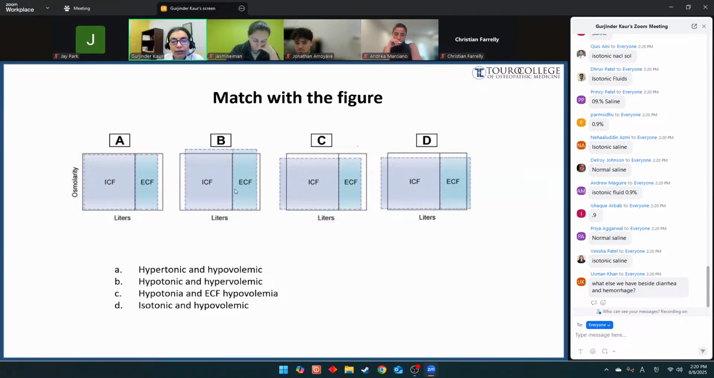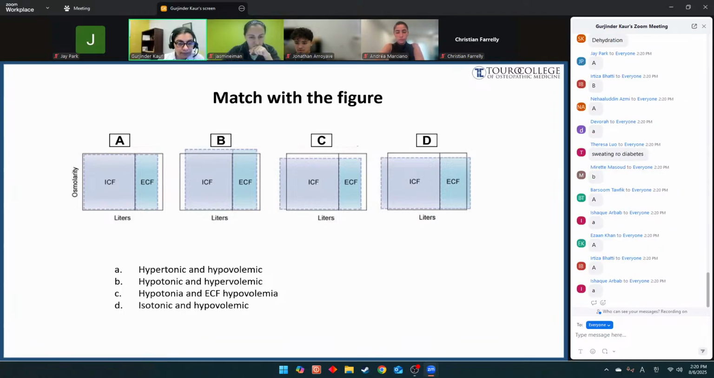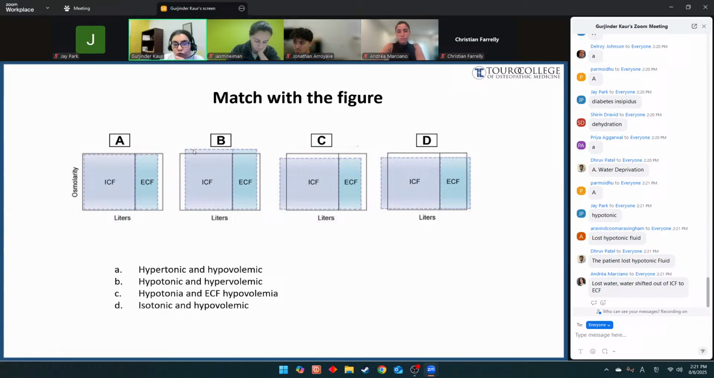All right, let's go to B. What do you think is happening here and how do you match them? What's happening with this patient? And you've got to give me the clinical scenario as well. Dehydration, beautiful. So the patient lost what? You are matching it with A, right? Hypertonic, hypovolemic, because volume is down in both the ICF and ECF compartments, and they have higher osmolarity. If you draw it with the dotted line, you will see that.